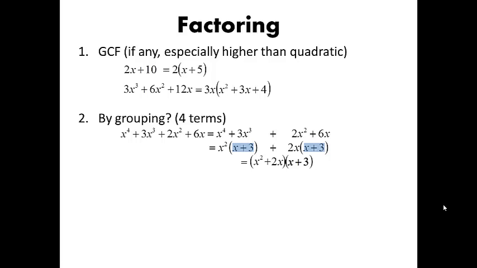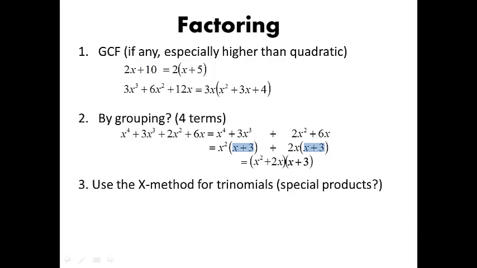Okay, the other type is when you have a trinomial. And trinomials can be factored with an X method. You can do a guess and check, but I think the X method is the most straightforward. But first check for special products. You can go straight to the factor by grouping, but I like to look for my special products because it makes my life easier because I can do it just by looking at it.